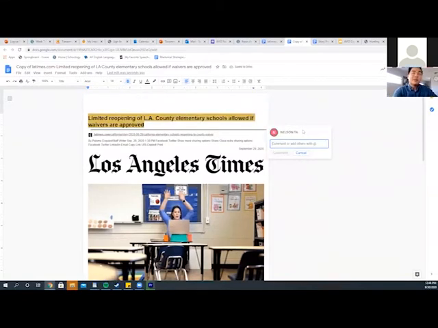What do you call the title of a newspaper article? We talked about this in week 1 and 2, chapter 1 and 2. The heading? Not the heading. The headline. Headline, yeah. This is the headline, right? So the headline, if you notice, it's very descriptive. It tells us what's happening. Limited reopening of LA County elementary schools allowed if waivers are approved. So it's not the sexiest headline. It says you need access. Headline. Aurelia, are you having trouble looking at it?